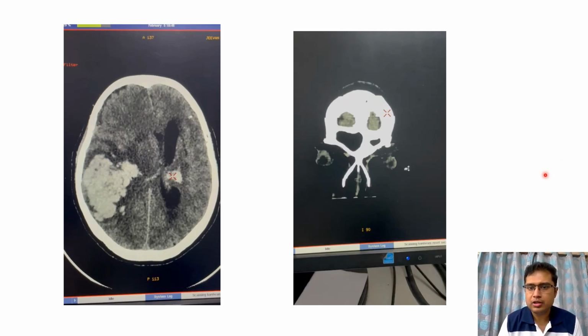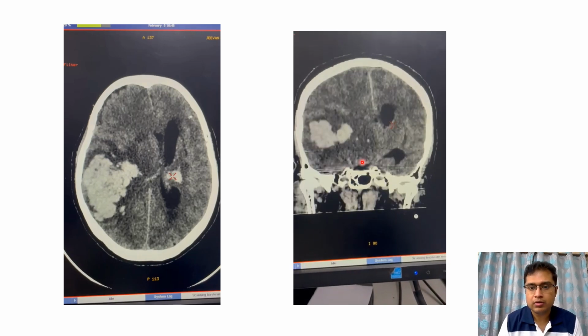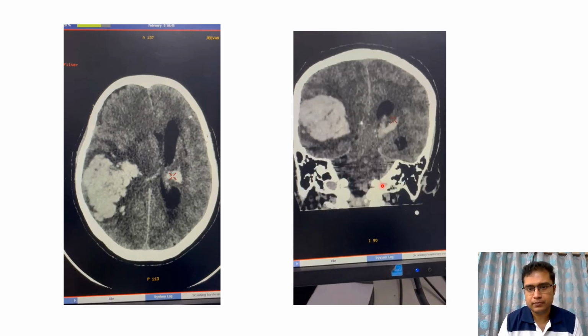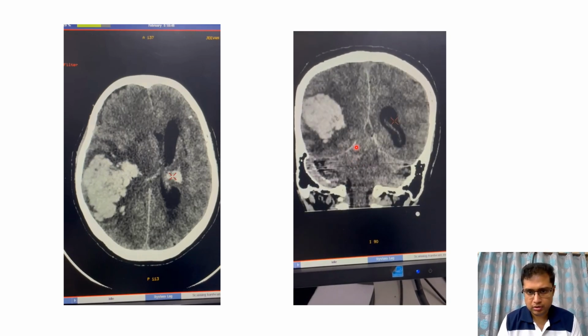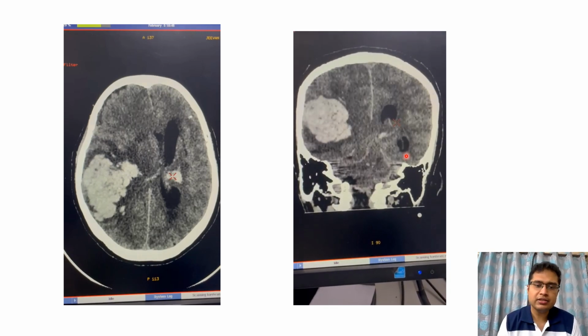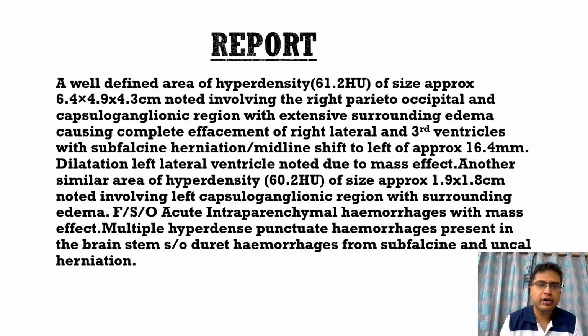and these are the coronal sections where uncal herniation is also seen. So this is actually a very commonly seen case. I just put it to show you all the different types of herniation. So this is a report that I had given, and this also had some Duret hemorrhages along with those intraparenchymal hemorrhages because of the subfalcine and the uncal herniation.